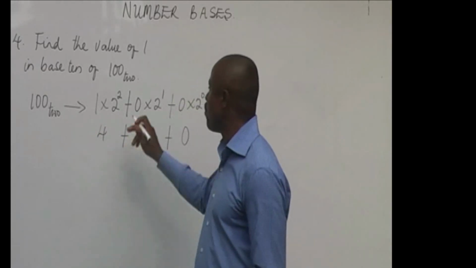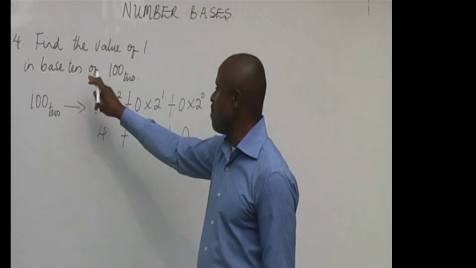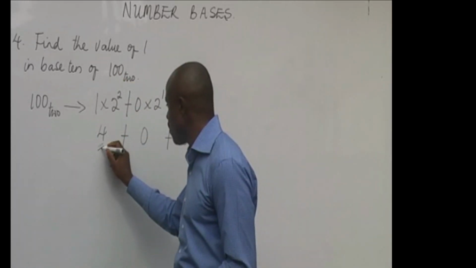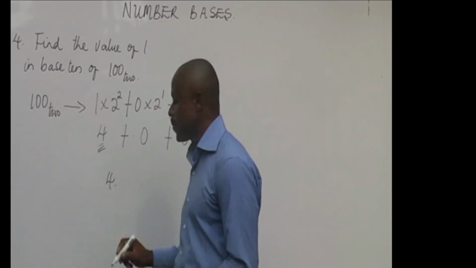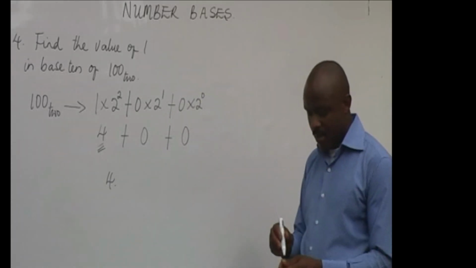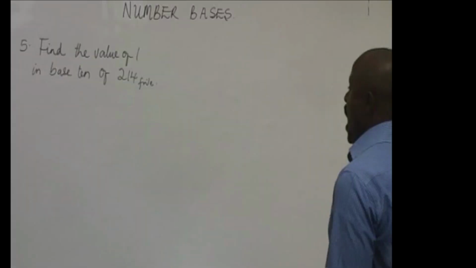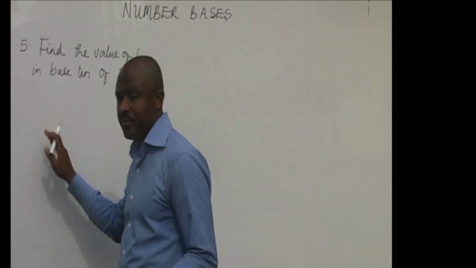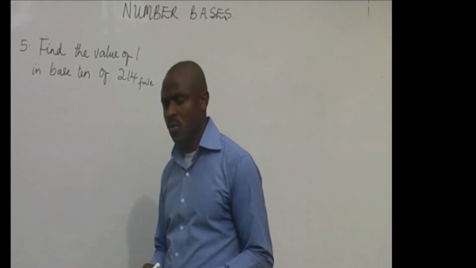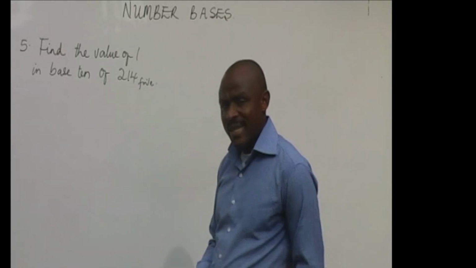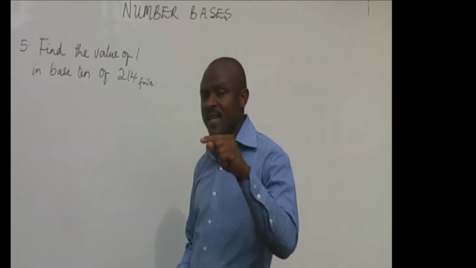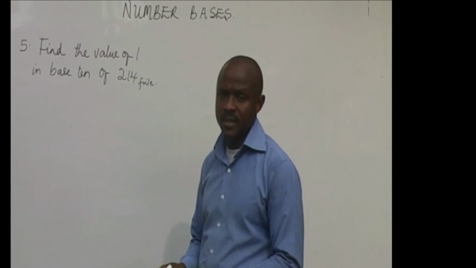So the value of 1 in base 10 of 100 base 2 is equal to this number, which is 4. So that is how to answer this type of question. Whenever it confronts you, I would like to use this question number 5 to shed more light on the difference between finding the place value of a digit and finding the value of the digit.